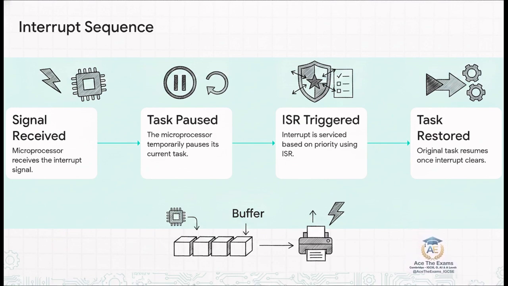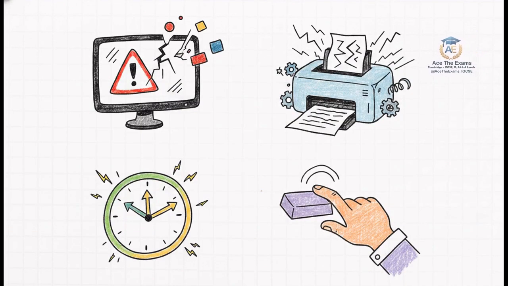Buffers are temporary memory holding areas. While the CPU empties the buffer's contents to a slow printer, the CPU can carry on with other faster tasks. Once the buffer is entirely empty, the printer sends an interrupt asking for more data. It's a beautifully structured, highly efficient dance between fast processing and slow hardware. Knowing the definition is great, but memorizing these specific triggers will give you the exact vocabulary examiners are looking for when they ask why an interrupt might occur.